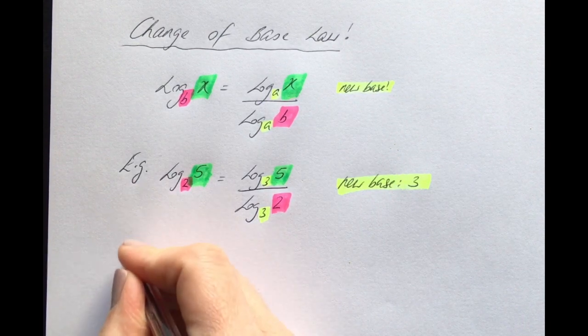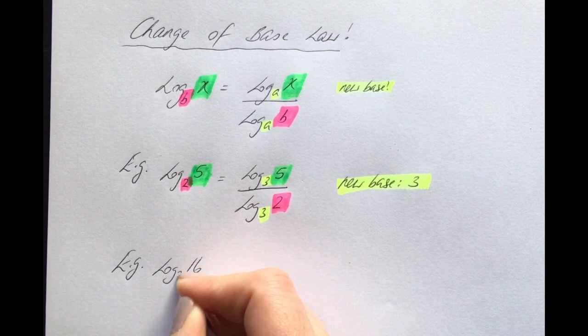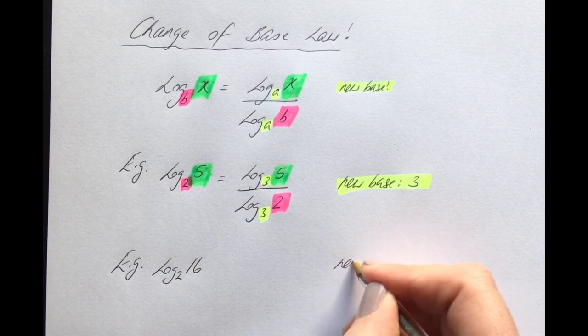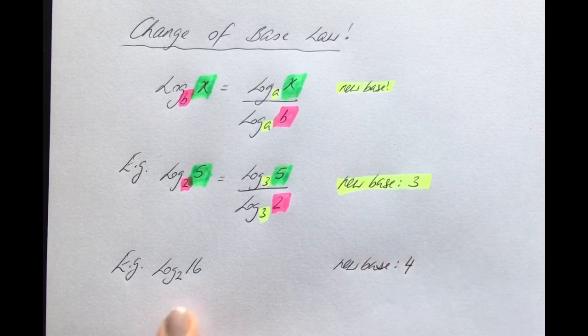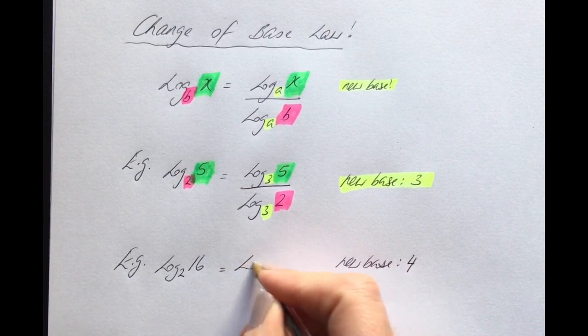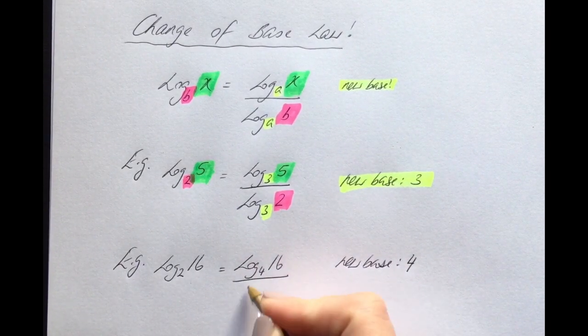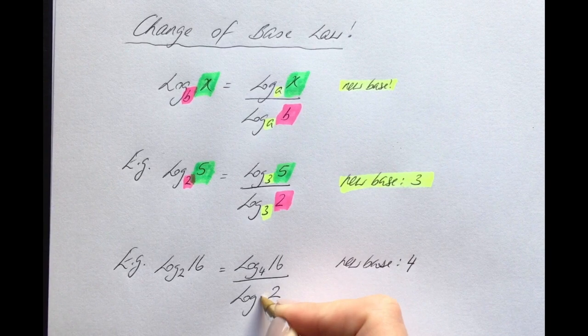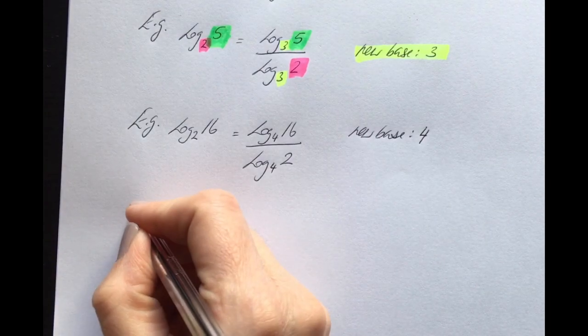Right, again, let's take another example. Let's say you have log of 16 in the base 2, and I want to change the base to base 4. Okay, pause the video and give this one a go. So this will be log of 16 into the new base, divided by log of the old base in the new base. Let's try another example.